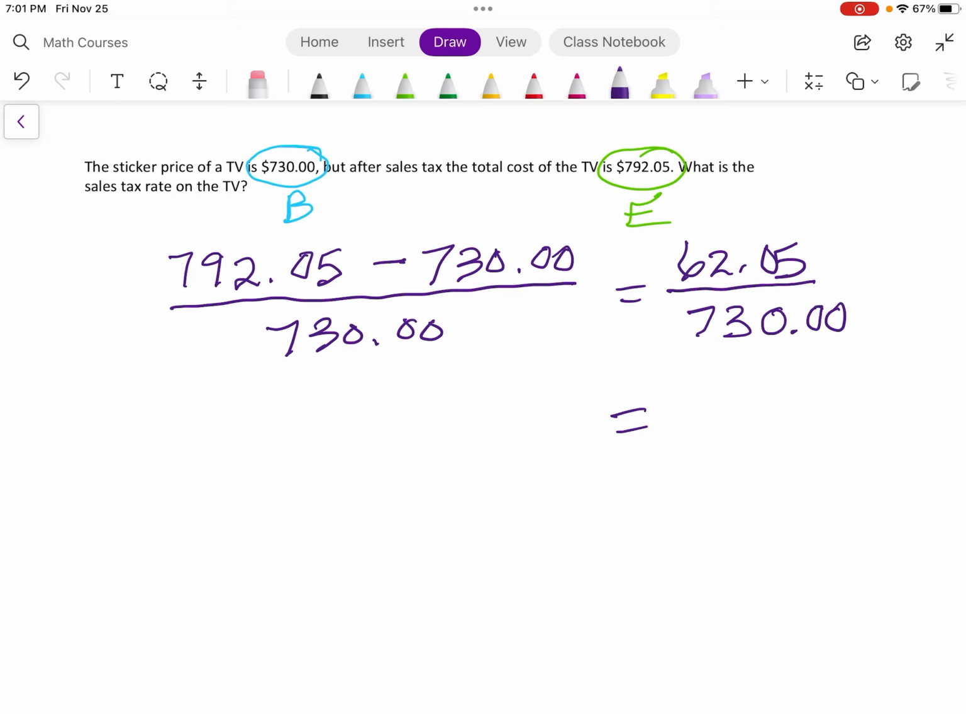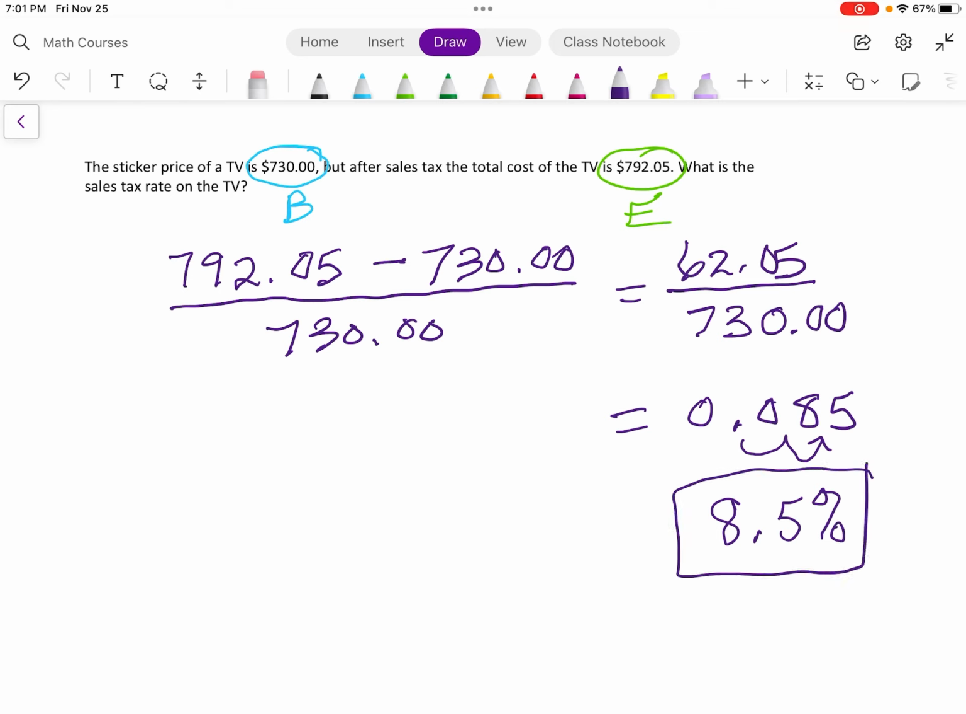And that gives us 0.085. We're going to turn this into a percent by moving the decimal 2 places. So we've got 8.5%. And that is our sales tax rate on the TV.